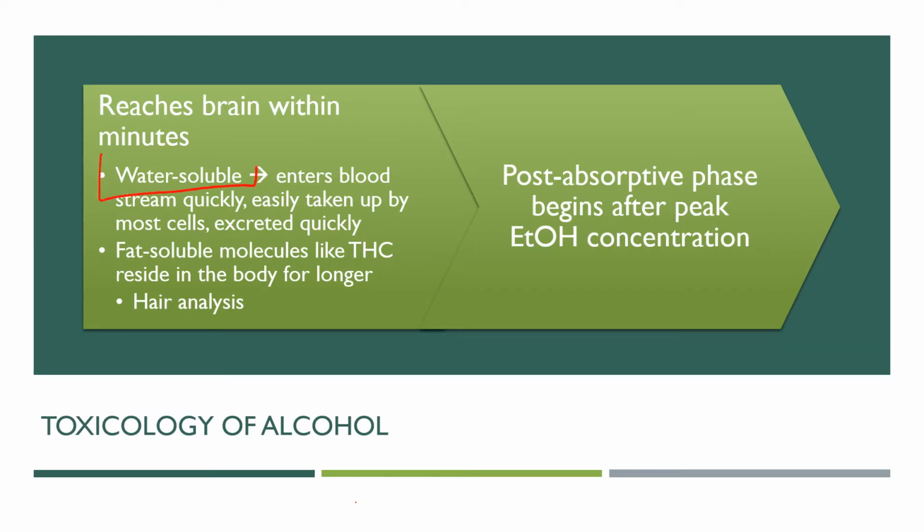Because it's water soluble and because it travels through your bloodstream, it's mostly in your venous system, which is mostly going to get shunted over to your liver, but it does go everywhere in your bloodstream. It's going to enter your brain very, very quickly, within just a few minutes. It's easily taken up by most cells. And again, as we discussed in the drug lecture, because it's water soluble, it also gets excreted fairly easily.